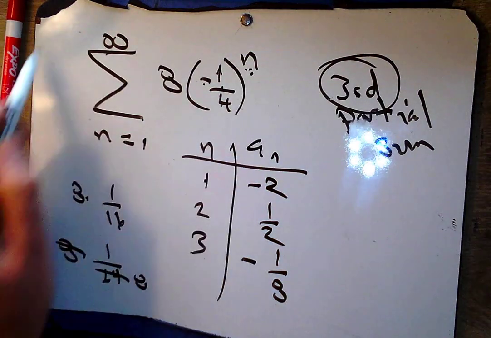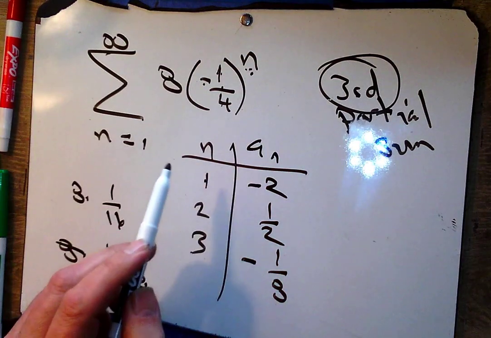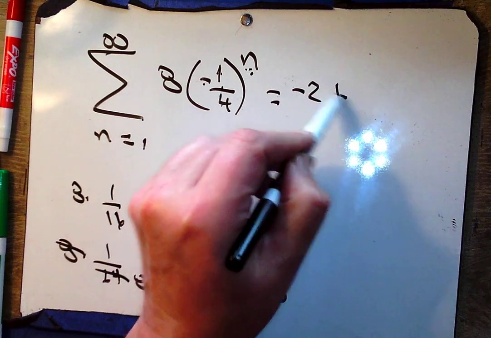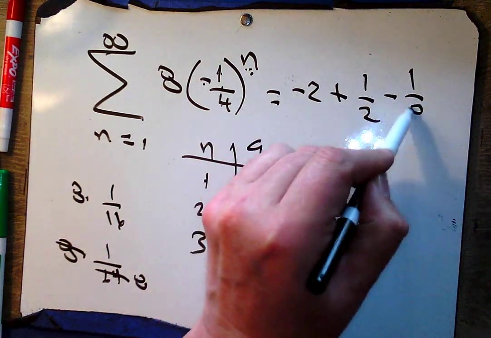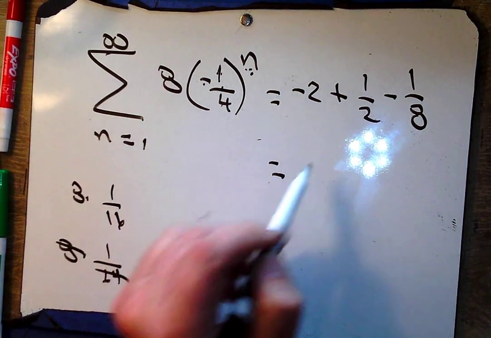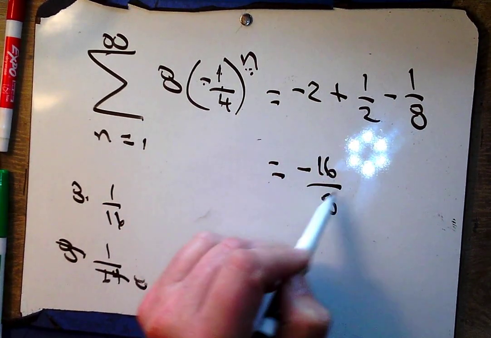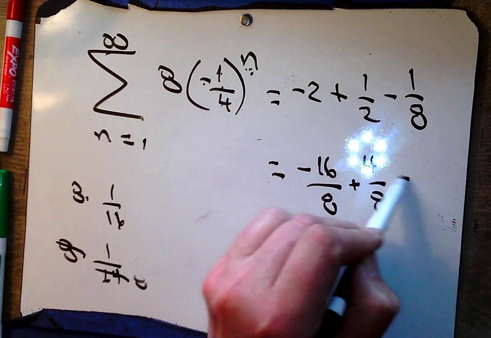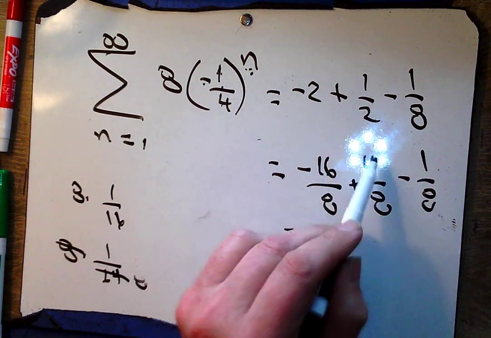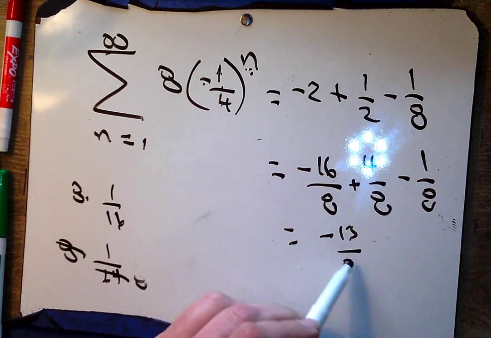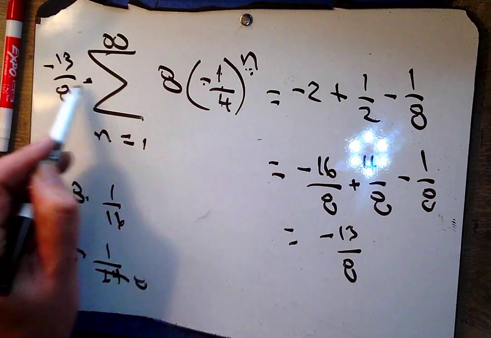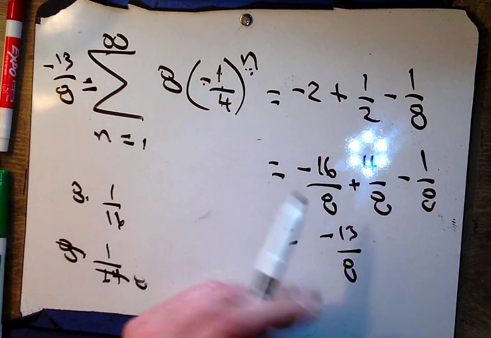Remember though, ours is a sigma. Ours is a sum. So I need to add up negative 2 plus 1/2 minus 1/8. And if I make a common denominator here, negative 16/8 plus 4/8 minus 1/8. That's negative 17 plus 4, negative 13/8 is my third partial sum.